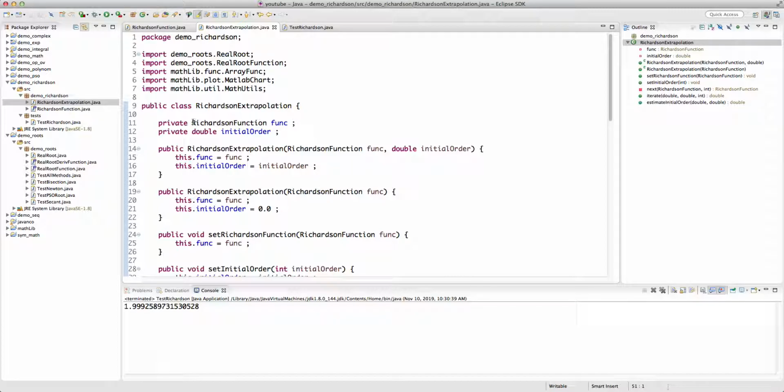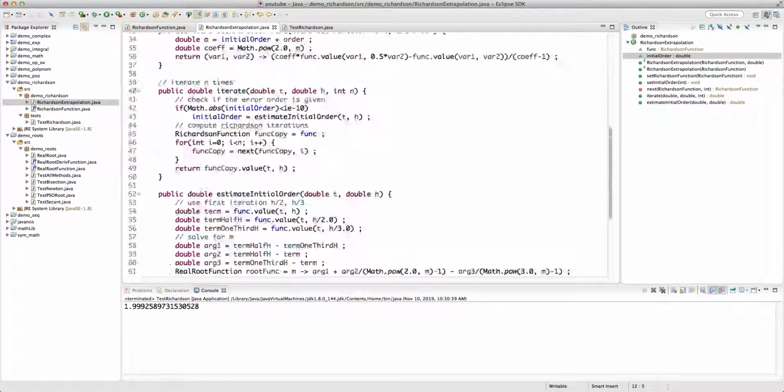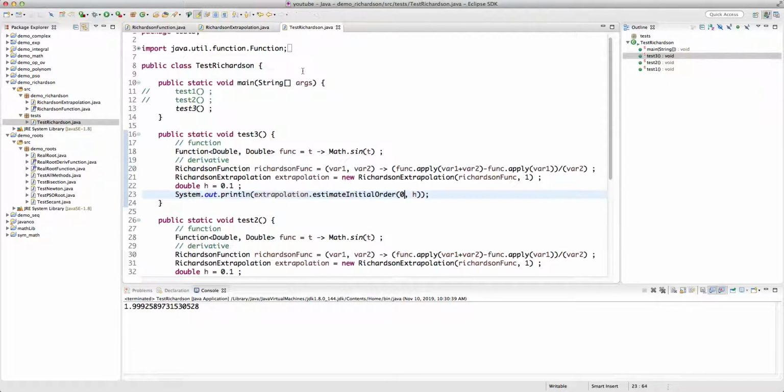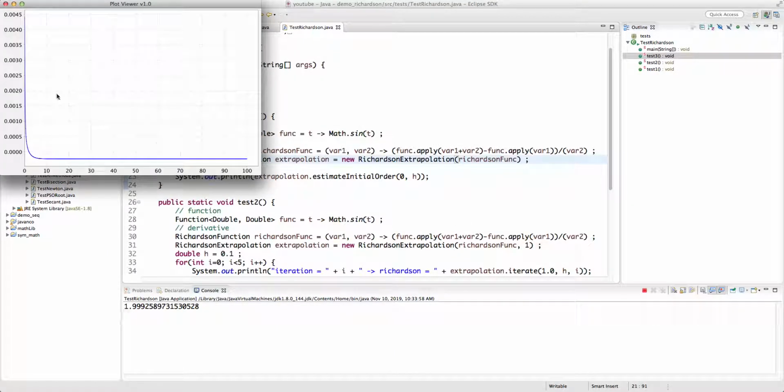Okay, and maybe let's also make these package level access, the Richardson function. And then all right, so we are good. As you can see, depending on where we evaluate the function, the order of the error can change, and that's a good thing. Let's also not pass 1 here. As you can see, it returns 2.